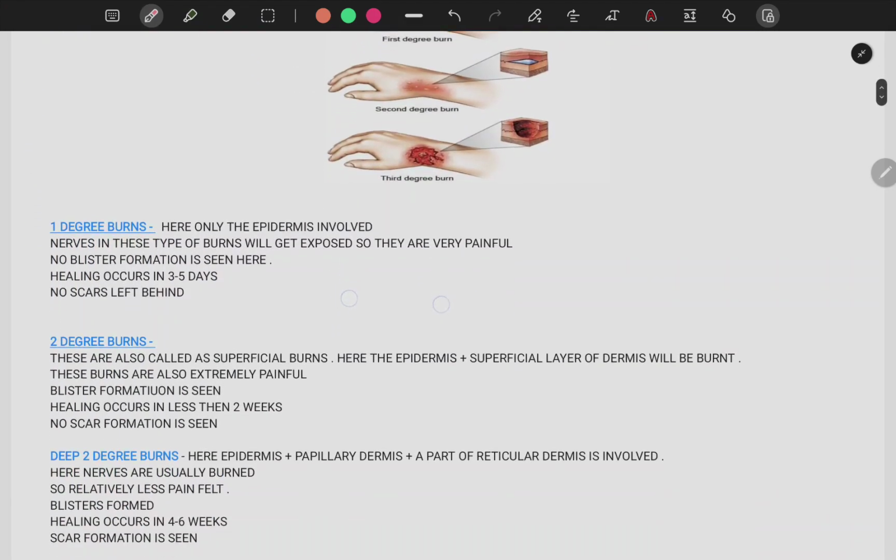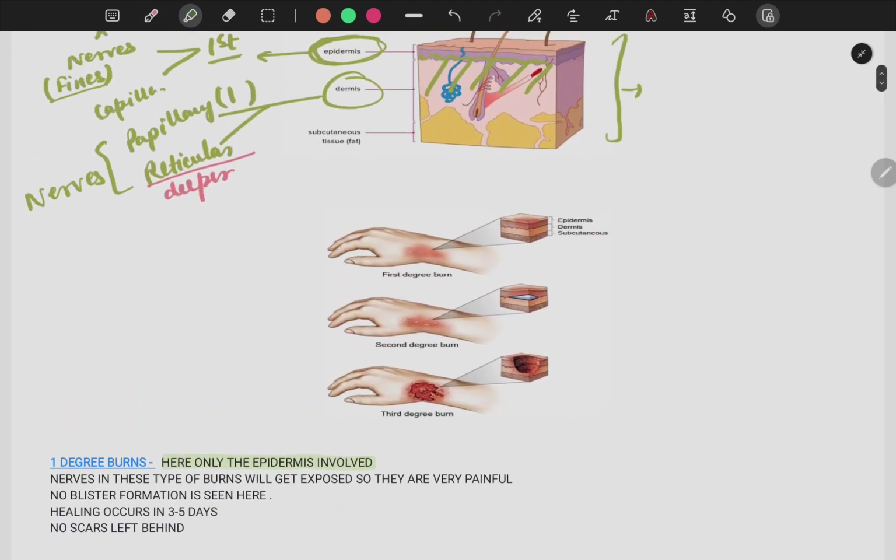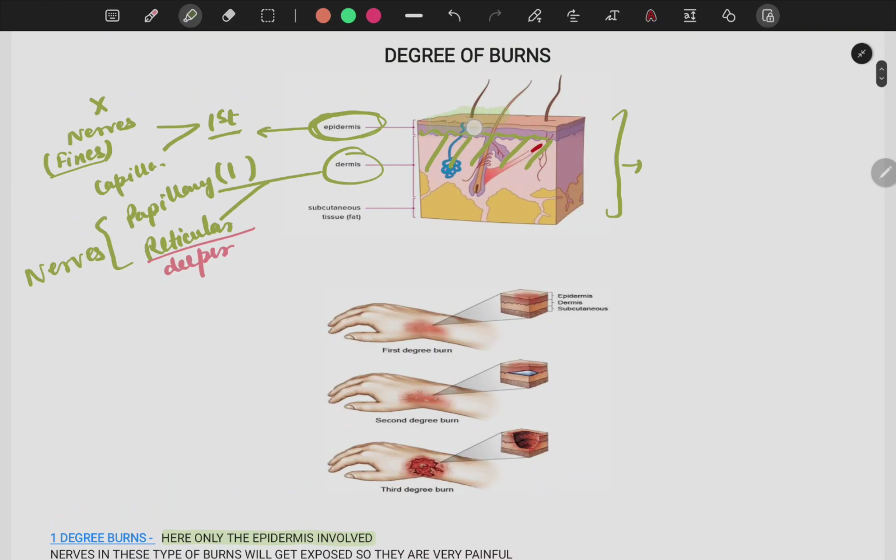Now let's see the degree of burns. Which is the first burn? The first degree burn. Here you are going to see that only the epidermis is involved. So what is the epidermis? This superficial layer here, this is your epidermis.